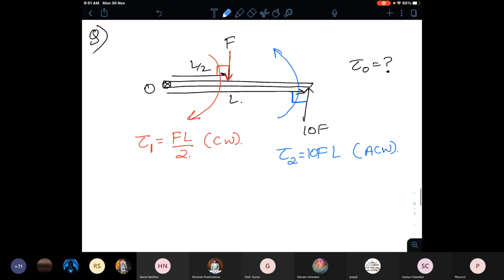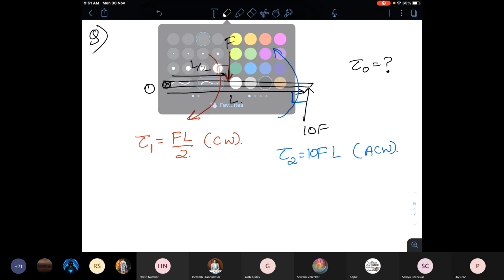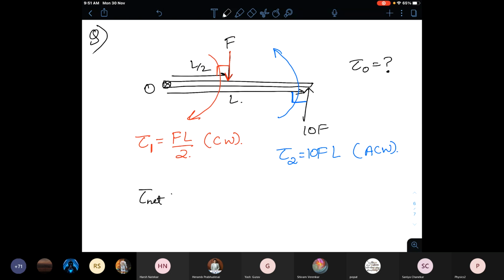Now, what about the net torque? You have to write the net torque also, because they are asking the net torque about point O. So just take any one of the directions as positive. Let's say that anti-clockwise direction is positive. You can take clockwise positive also, no problem in that.